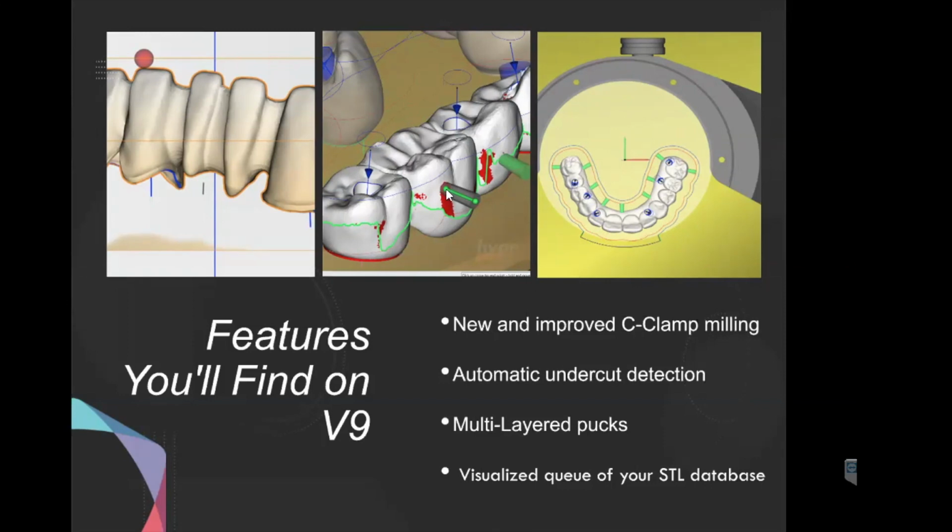There's automatic undercut detection. That's going to come up every time that you try to move a connector. You'll see all these red areas. That's what that is. There's multiple ways to detect the undercuts on version 9, and I'll also go over that.